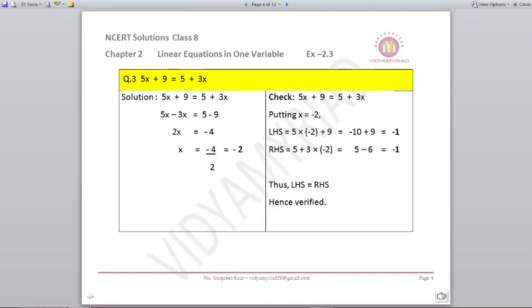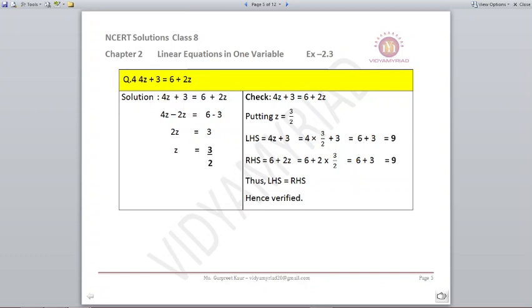Now put this minus 2 in your left hand side. Your left hand side is 5x plus 9. So 5 into minus 2 plus 9 gives you minus 1. On my right hand side I have 5 plus 3x. So 5 plus 3 into minus 2. Again you solve it, you get minus 1. Your left hand side is equal to right hand side and hence verified.